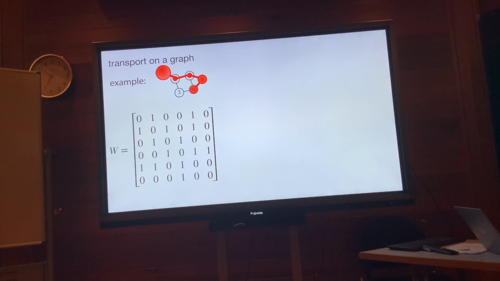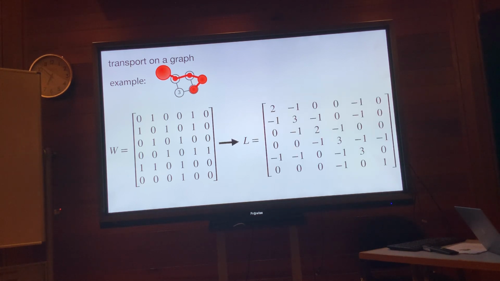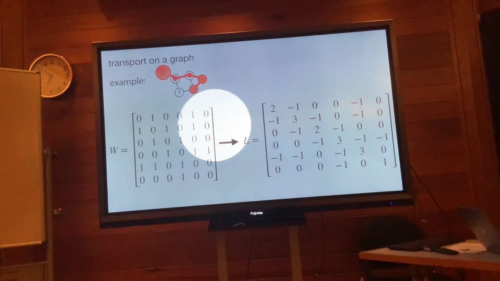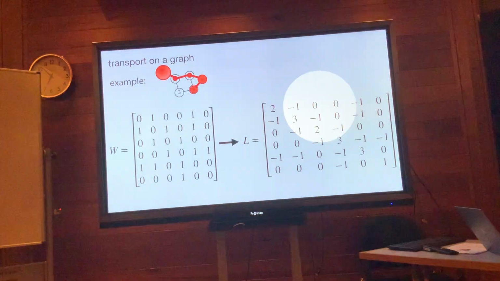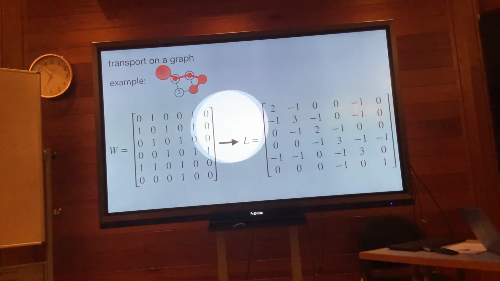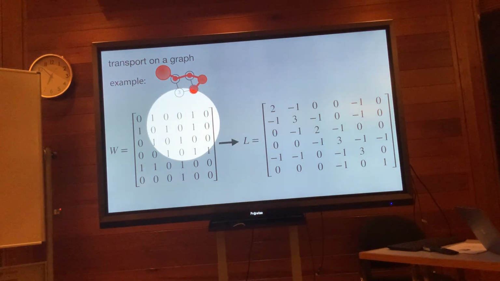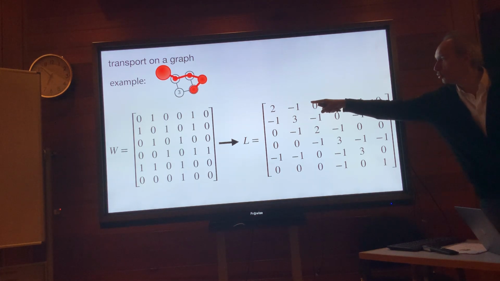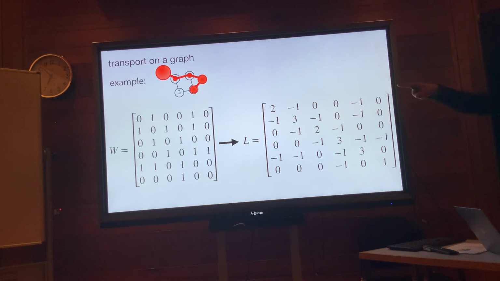There is a natural way to do that, well known from graph theory or network theory: from that matrix you can create another matrix. So from W you can go to L, and the construction is very easy. Whenever I have 1 here, I put -1. And then I count the number of 1s. There are 2 1s on the first line, so I put 2 on the diagonal. There are 3 1s on the second line, so I put a 3, and so on. Okay, we can all do that.